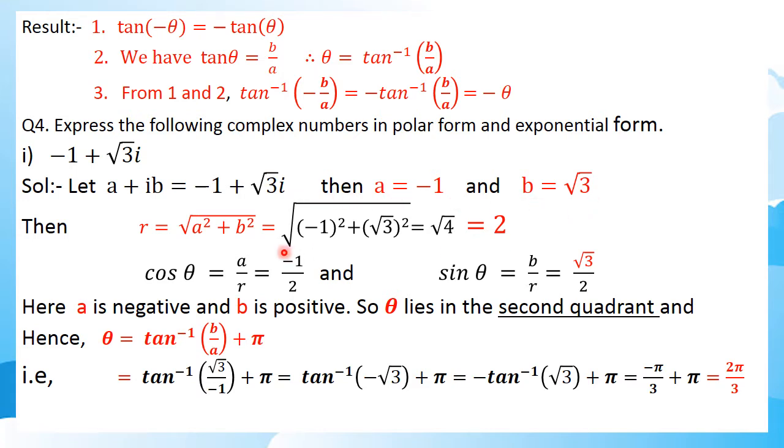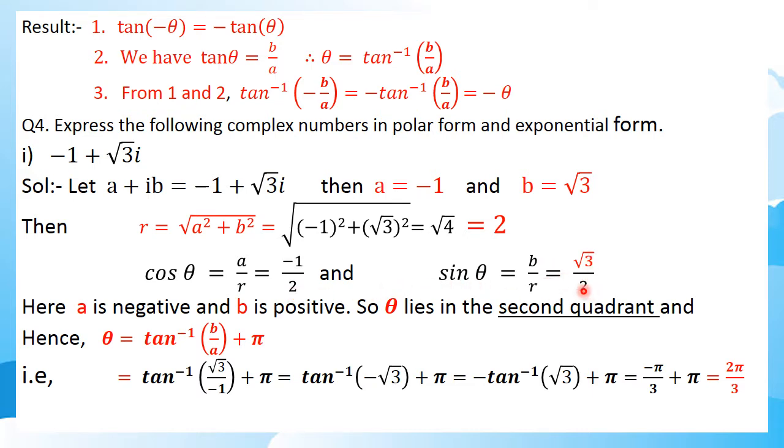Therefore, we can find r, that is modulus of complex number, is equal to root of a square plus b square, which is equal to root of minus 1 whole square plus root 3 whole square, which is equal to root 4, because minus 1 whole square is 1 and root 3 whole square is 3. 3 plus 1 is 4, root 4 is 2, and it is modulus, therefore we consider only the positive value of the square root. And cos theta also we need to find in polar form. So cos theta is equal to a upon r, which is equal to minus 1 upon 2, and sin theta is b upon r, which is equal to root 3 upon 2.